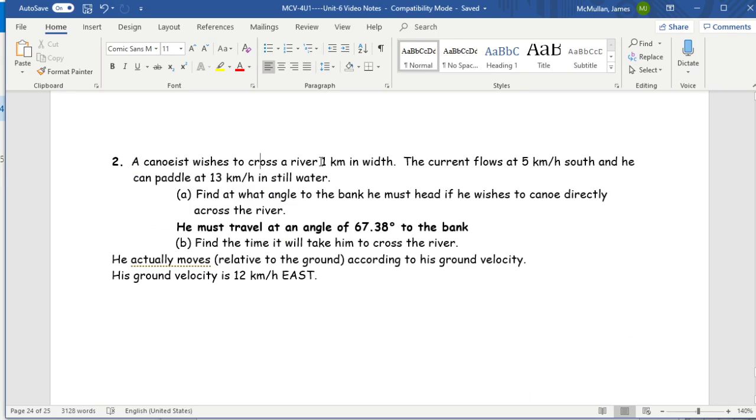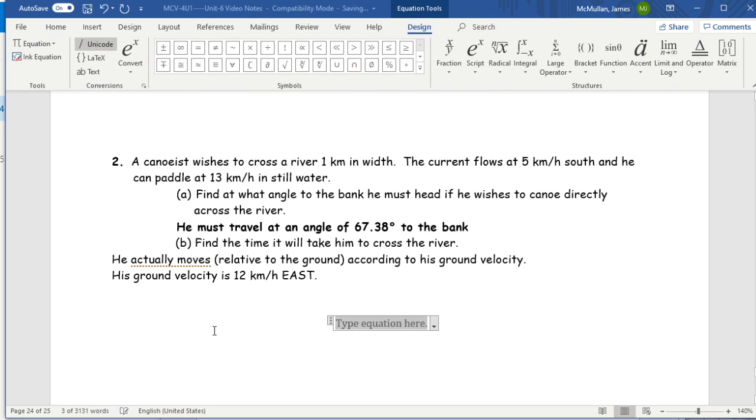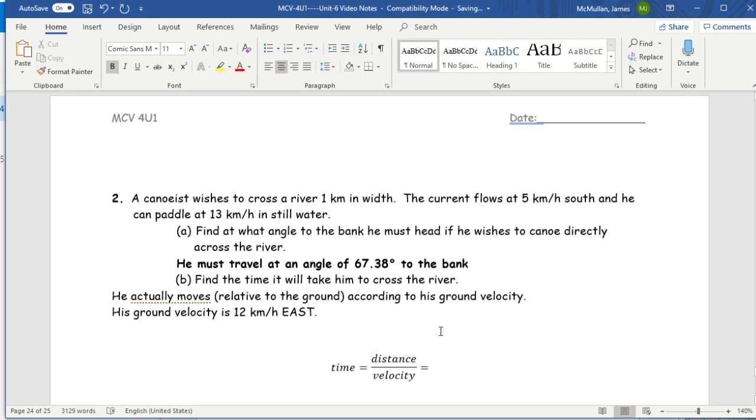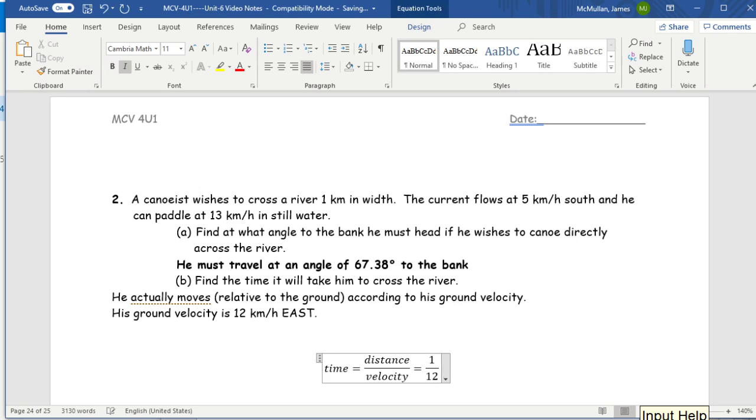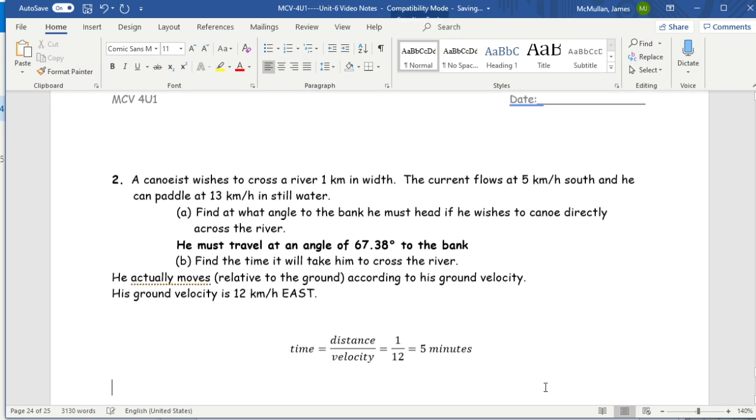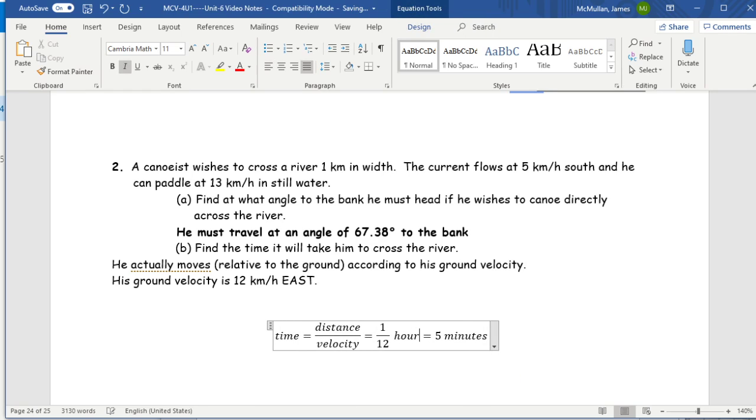The question is, how long will it take him to cross a river that's 1 kilometer long? Time equals distance divided by velocity. Therefore you just get 1 kilometer divided by 12, one twelfth of an hour. Let's multiply that by 60: 5 minutes. You could leave it as 1/12 of an hour if you want, it doesn't matter. So it would take him 5 minutes to cross.